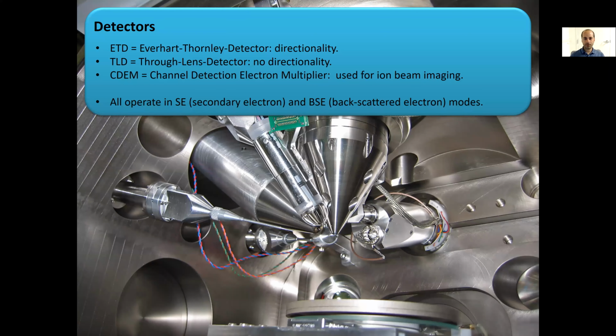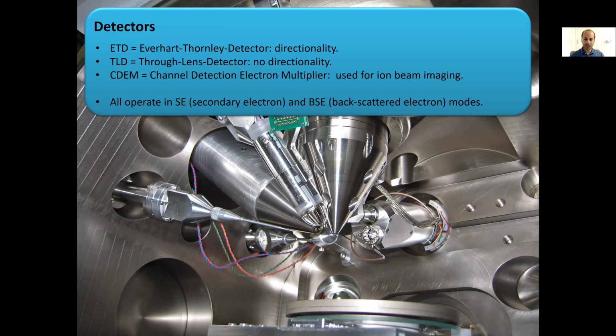So here's a picture of the inside of the chamber. Right down the center, we see the electron column or the pole piece from which the electron beam emerges. There's another large column coming down from the left side, which is the ion beam column. And you can see that they meet at some angle in the center. And then there's a couple cages we see, one behind the electron column, which looks like a conical cage. That is one of our detectors called the ETD, or Everhart-Thornley detector. And then we also have another cage in the front called the CDEM, or Channel Detection Electron Multiplier.